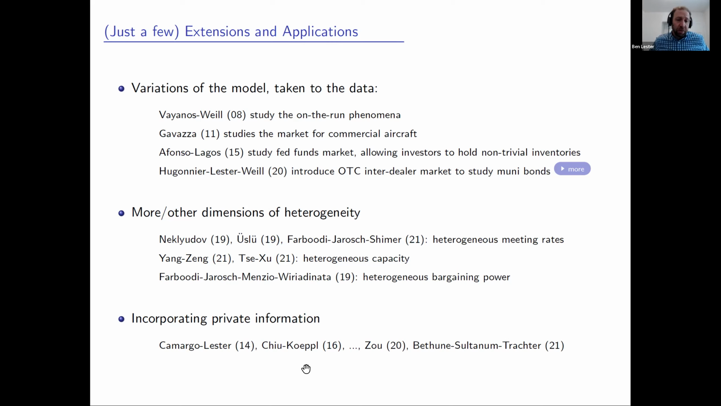Some dealers are just more capable of holding large inventories than others. Guido Menzio and Maryam Farboodi and Gregor and a co-author have a paper where they think about agents being heterogeneous with respect to their bargaining power. Some people are just tough. They're better at extracting rents from others. That's a different way. And these are all attempts to understand endogenous network structure.